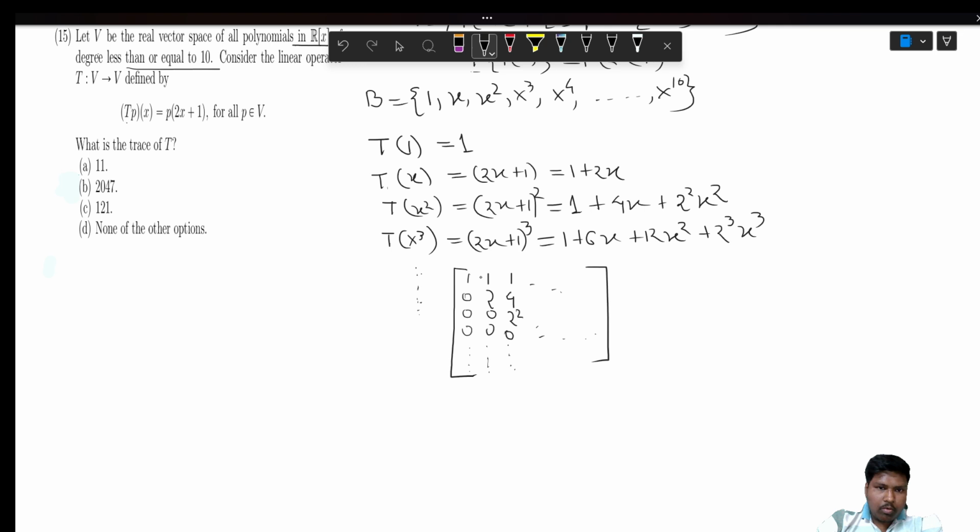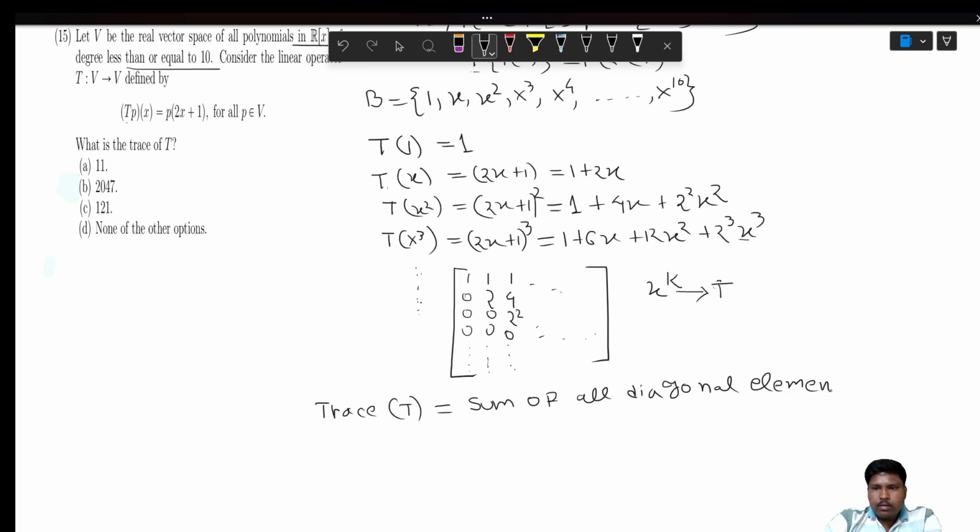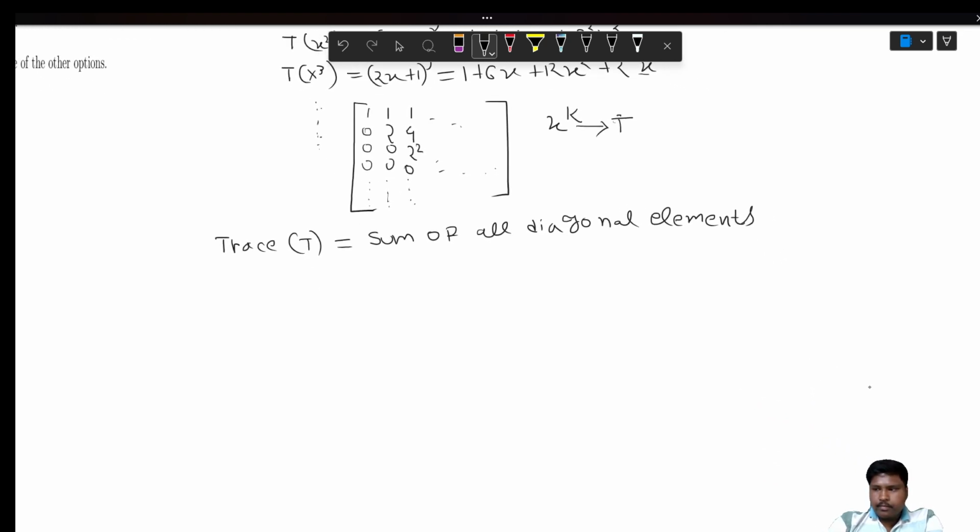So we see that the coefficients of x to the power k are all the diagonal elements of the matrix representation of the linear transformation T. So therefore, we know that trace of T is the sum of all diagonal elements, which will give 1 plus 2 plus 2 square plus and so on.